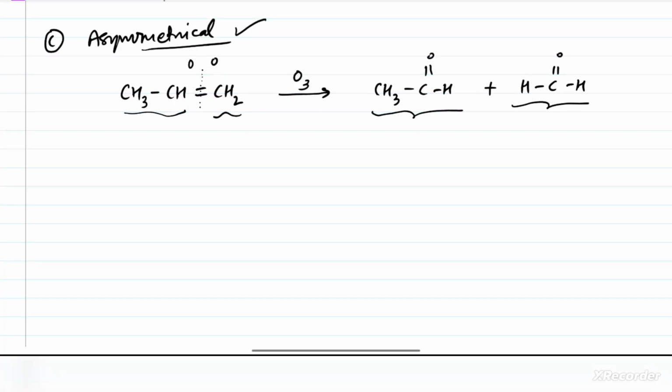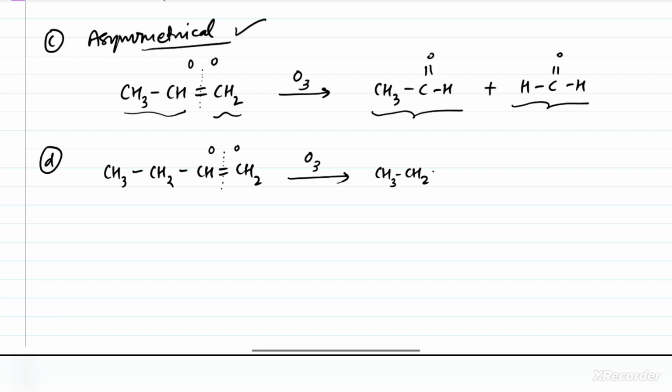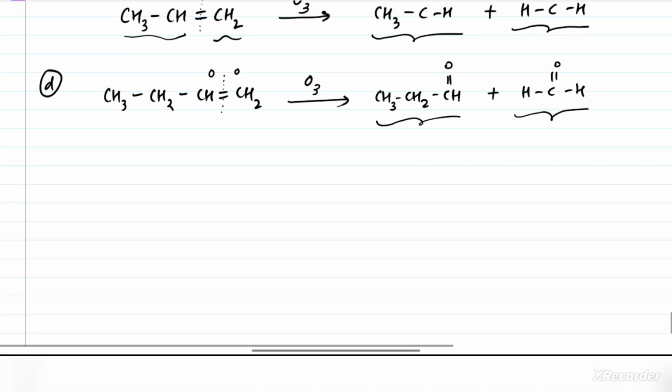Okay. Again, I can take one more example of an asymmetrical alkene. This one is but-1-ene. When it undergoes ozonolysis, this double bond is divided into two parts, put O on both sides. So one product is CH3CH2CHO, and another one is CH2O, that means HCHO. So one is propanaldehyde, one is formaldehyde. So in an asymmetrical alkene, we get two different products.